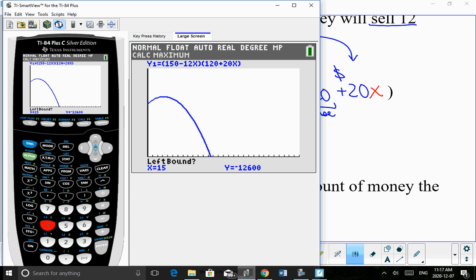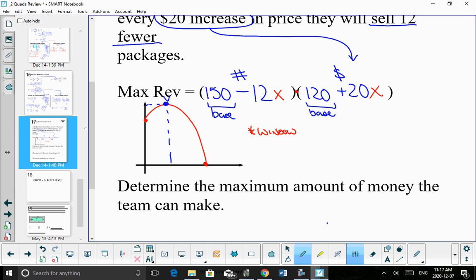So left bound, I'll just go with 2. Ooh, I was just barely to the left there. And right, I'll go with 6. Okay, hit enter to get past guess. So I get out 3.25 and 20,535. So 3.25 and 20,535. Okay, so determine the maximum amount of money the team can make.